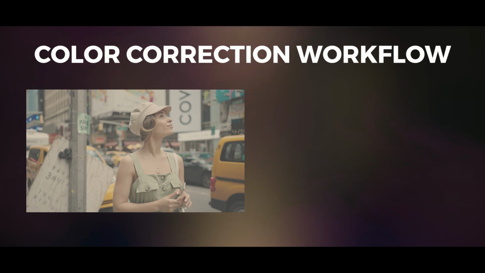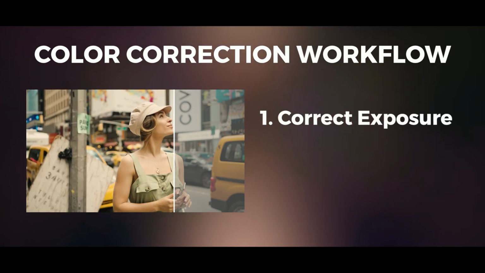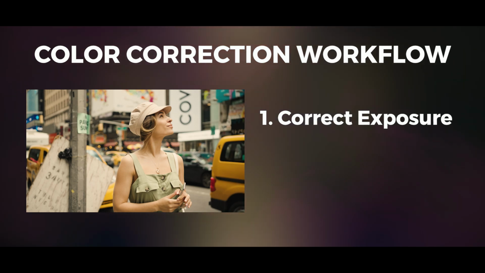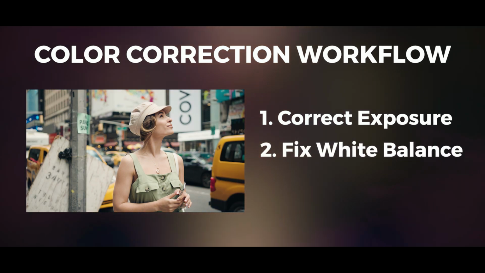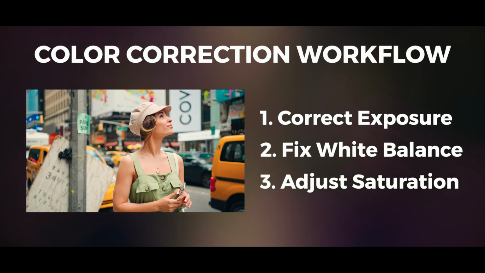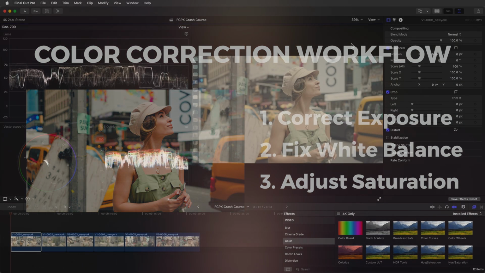Here's a simple but powerful workflow for color correction. We first correct the exposure or brightness of the image. Second, the white balance or color temperature if there are any issues. And lastly, the saturation by either increasing or reducing it. This will make more sense as we get into it.